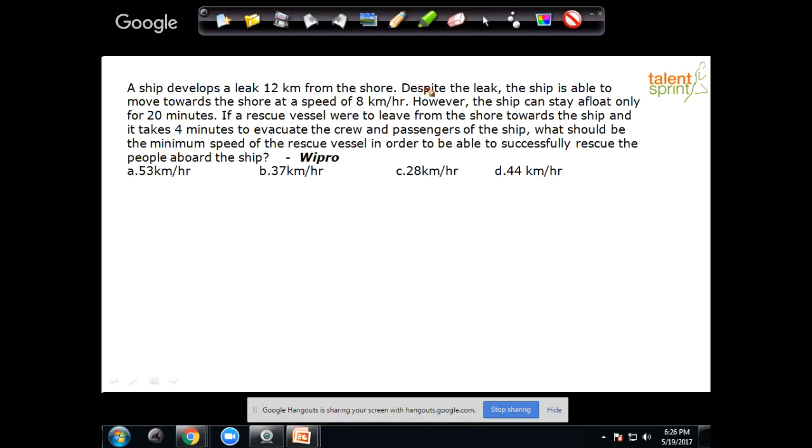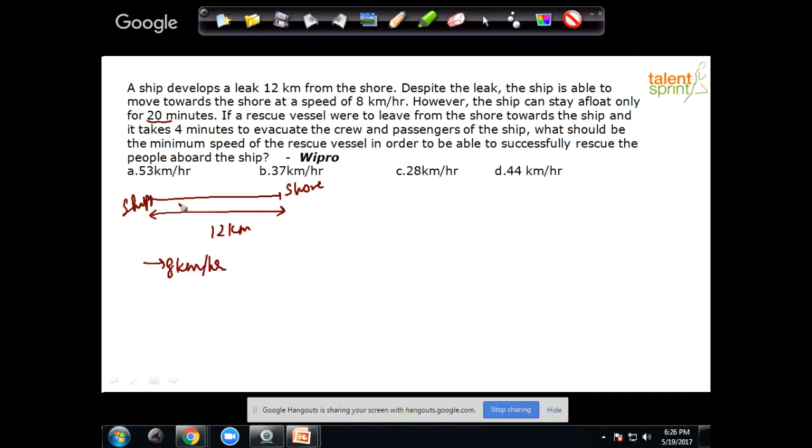Okay, let me do this question for you. So let us assume that this is the shore, and this is our ship, which develops a leak. Now, this ship is at a distance of 12 kilometers from the shore, and at this point, it is developing a leak. Now, the ship is able to travel at a speed of 8 kilometers per hour, and it is moving towards the shore. But it can stay afloat only for 20 minutes. In 20 minutes, the ship is going to sink.